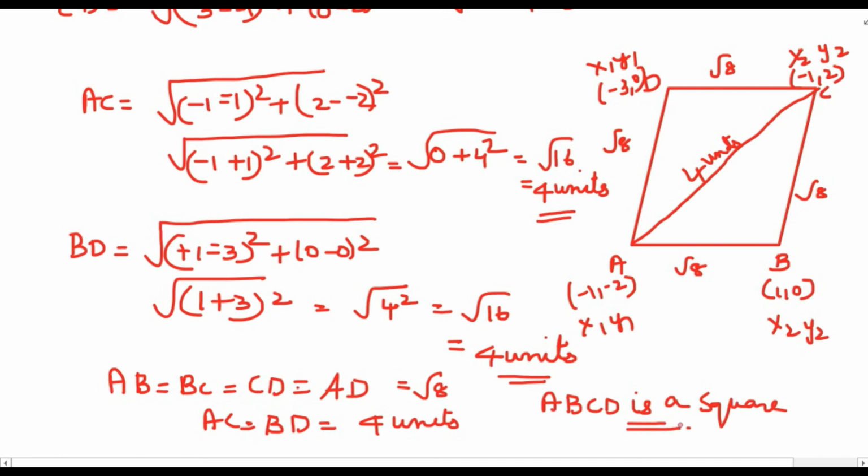So this is how, using the distance formula, we will check whether the 4 points given, when we join them, will give a square, rectangle, rhombus or parallelogram.